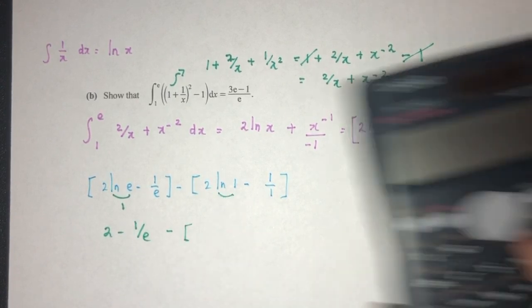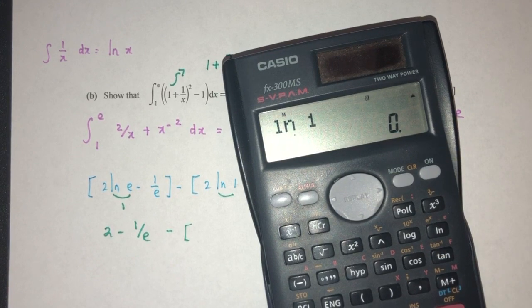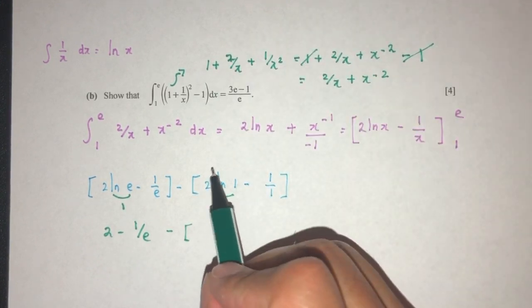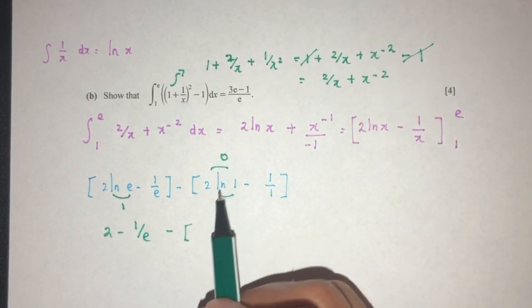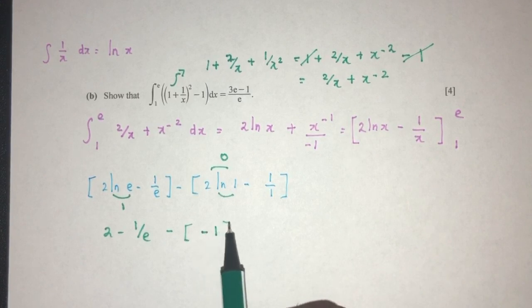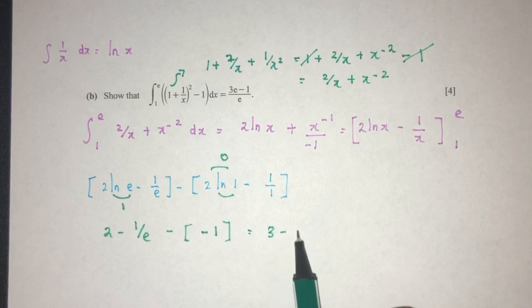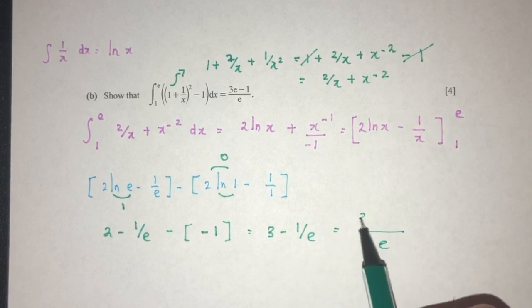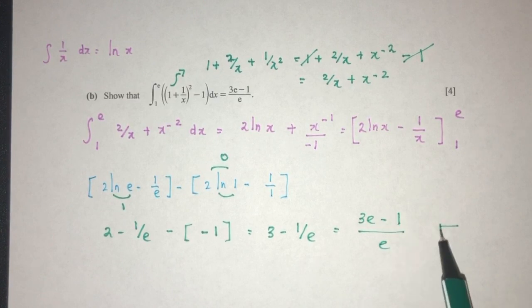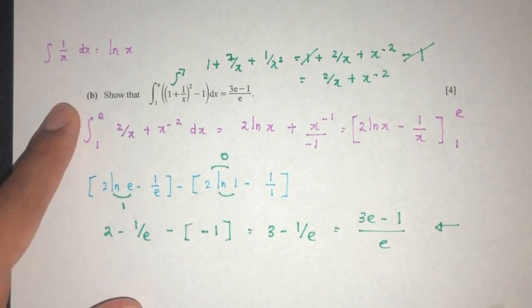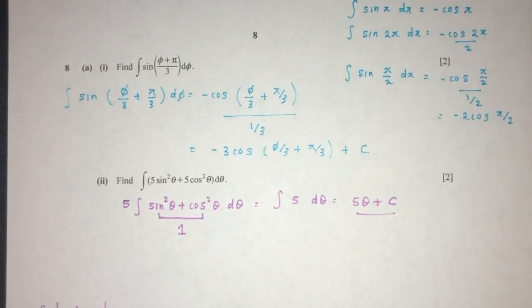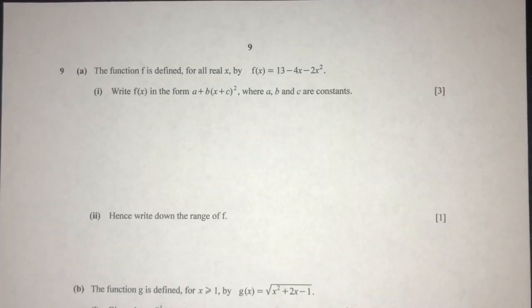Ln of 1, let's check. Ln of 1 will be 0. 2 times 0 will be 0 as well. 0 minus 1 will be minus 1. So 2 minus minus 1 will be 3 minus 1 over exponential. Simplify, that will become exponential 3 exponential minus 1. And that will be your answer for part B, and that will be your question number 8. Now let's move on to question number 9.